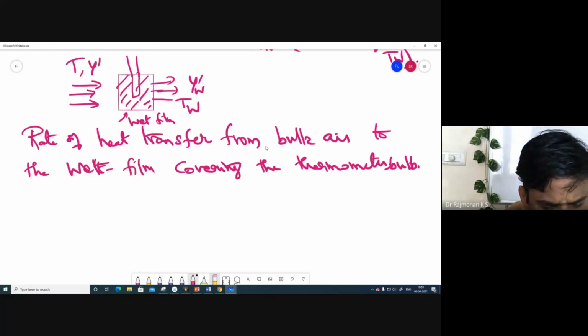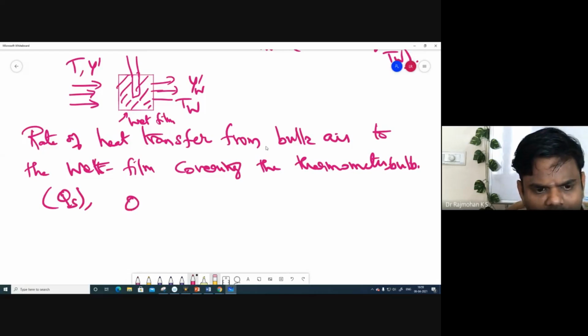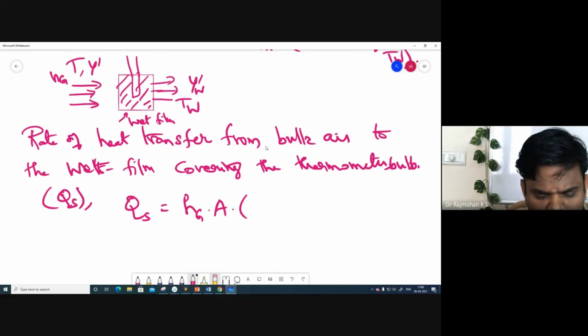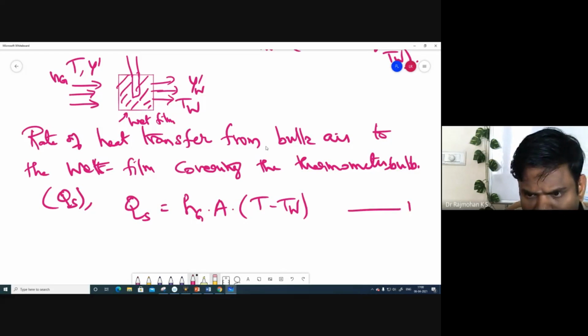Now what is QS? If QS is the rate of heat transfer from bulk air to the wet film covering the thermometer, it can be given by QS equal to, let me say the heat transfer coefficient is Hg, into the cross-section area available for heat transfer, A, into delta T. What is delta T? It is T minus TW, where T is the bulk air temperature and TW is the wick temperature. So the wick will be at a temperature of TW. Now let it be equation number 1.